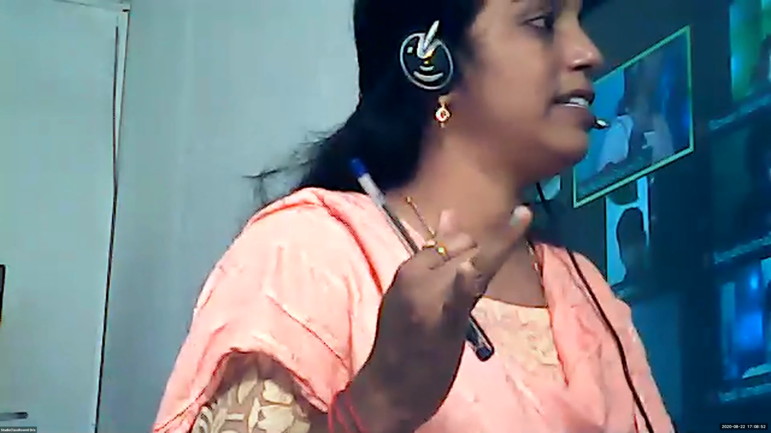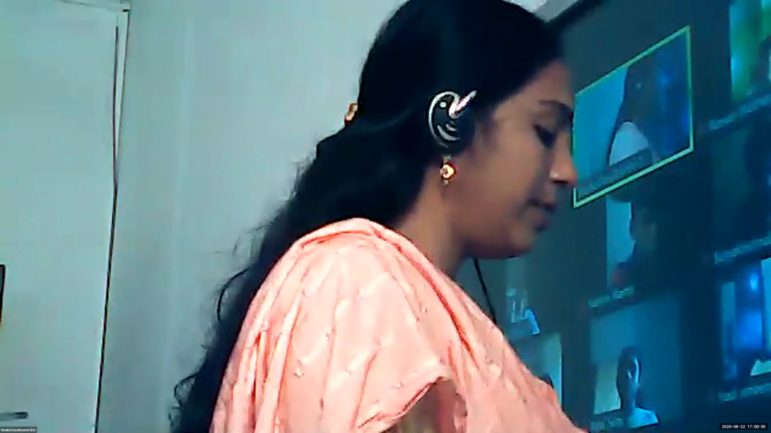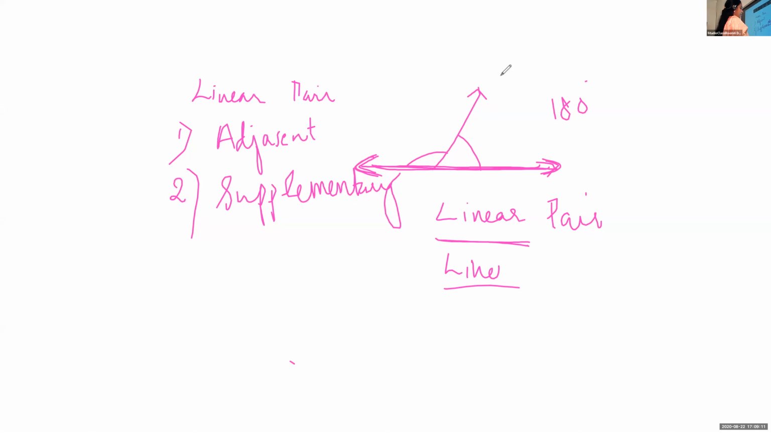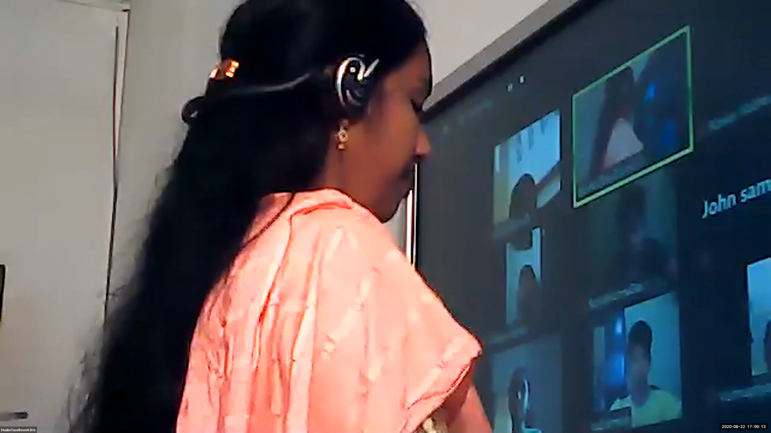So complementary angles, supplementary angles, adjacent angles, linear pair. Then there came parallel lines and transversal. Do you remember that from 7th standard? Parallel lines and transversal. We have studied that. So I will draw that again.